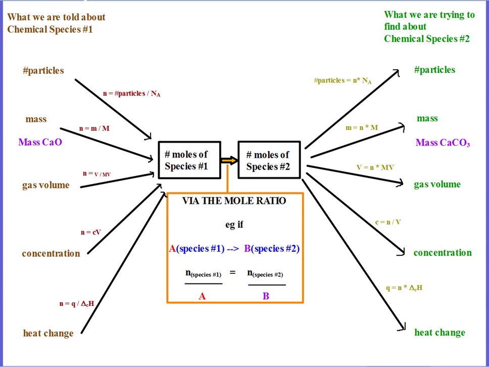So looking at this picture, let's see how that works. Normally we'd be given a mass, which we can convert to a number of moles. In this case, we've been given the mass of calcium oxide, and we can use that to find the number of moles of calcium oxide. That means we've got the moles of our first species, which is calcium oxide. We want to find the moles of that second species, calcium carbonate. We have an equation, and we can use our mole ratio to convert the moles of calcium oxide to the moles of calcium carbonate. Once we know the moles of calcium carbonate, we can go along this path here, using this equation, to find the mass of calcium carbonate.